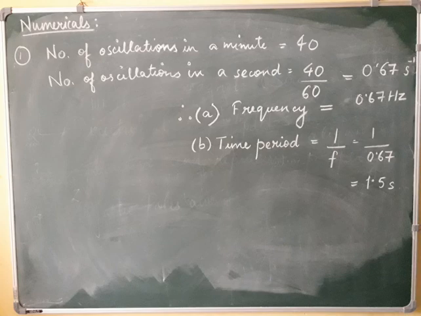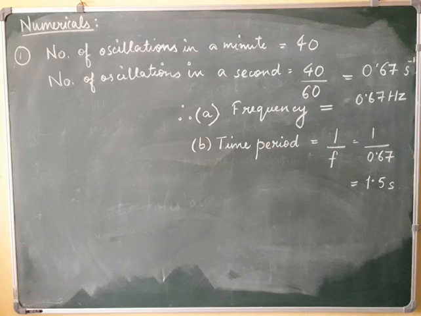So in your question it is given 40 oscillations in 1 minute. To find the frequency we need the oscillations in 1 second. We know that 1 minute is equal to 60 seconds, so we have to convert the minute into 60 seconds so that we will know how many oscillations there are per second. The number of oscillations in a minute, which is given in your question, is 40. To find the number in a second, we divide it by 60, and you will get 0.67 per second.